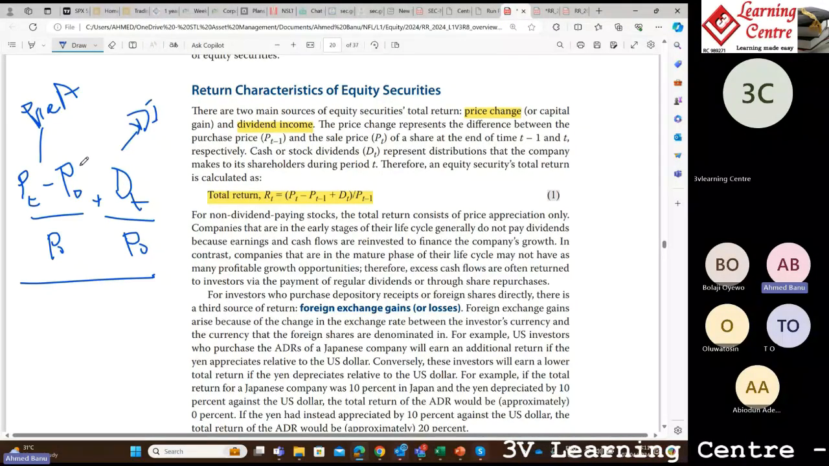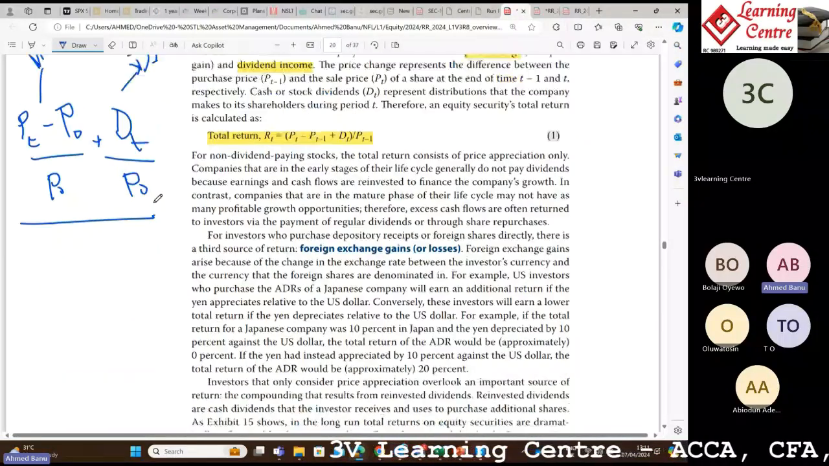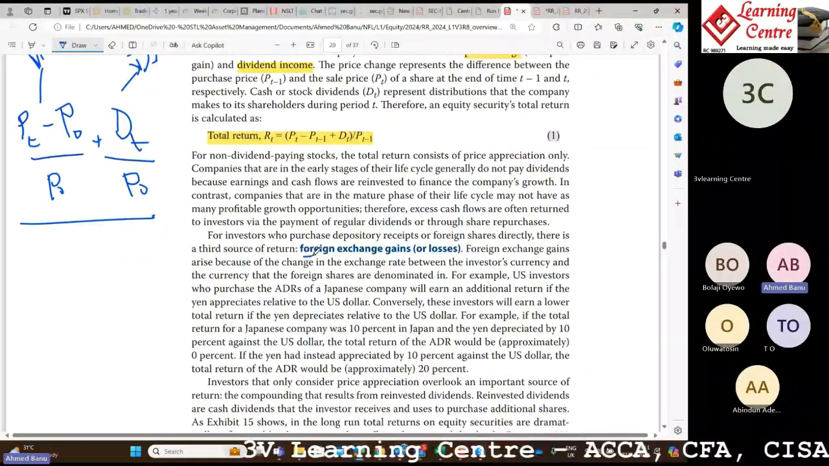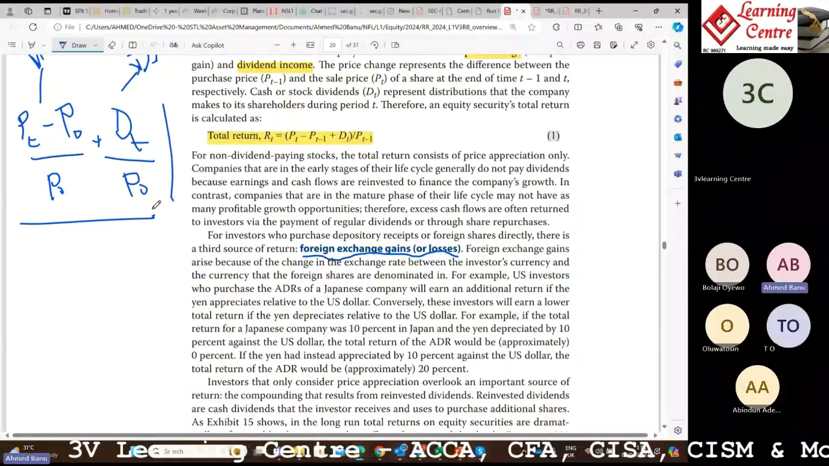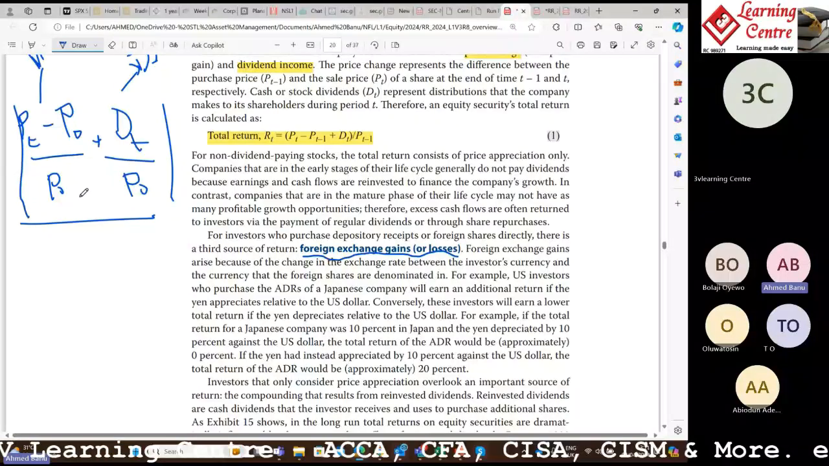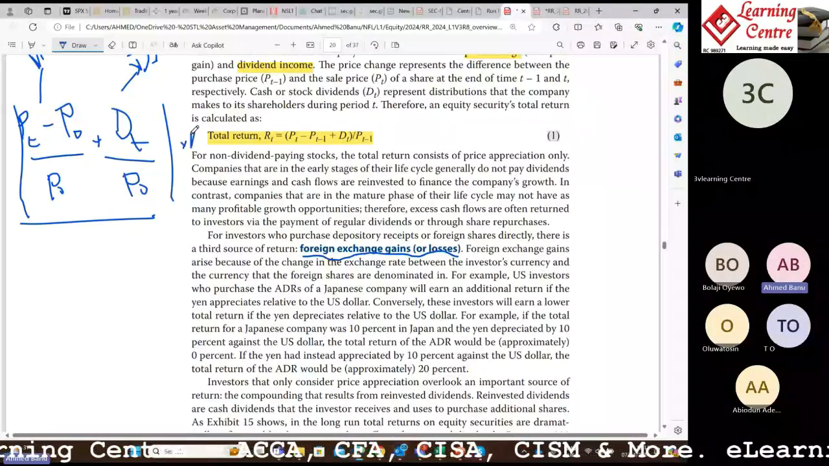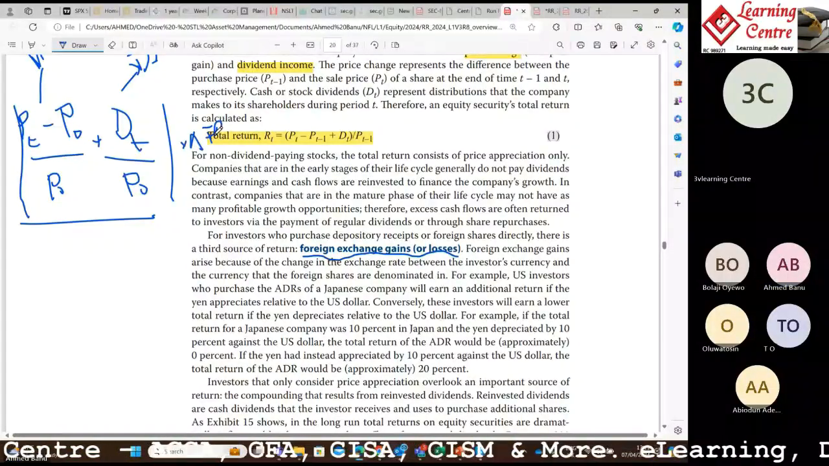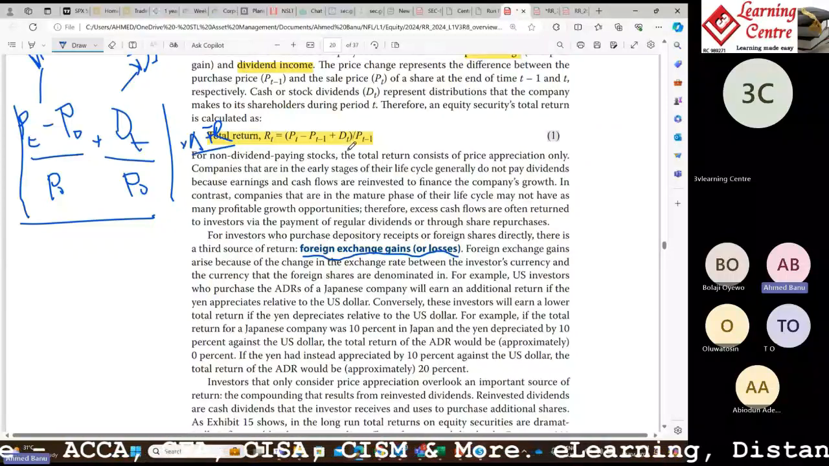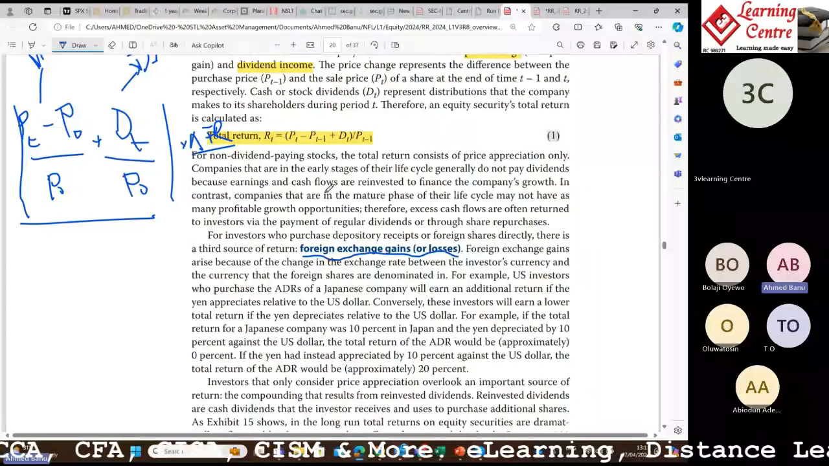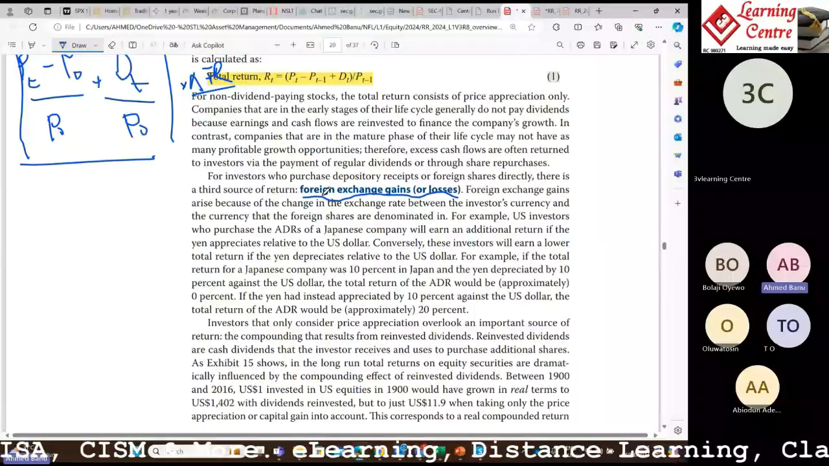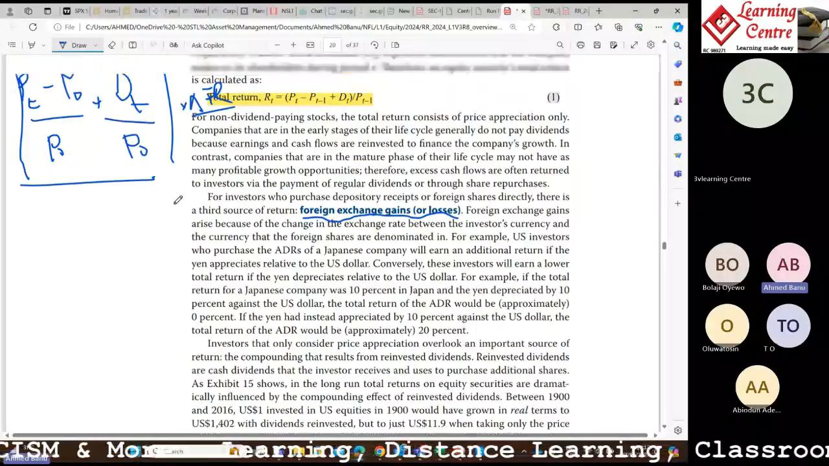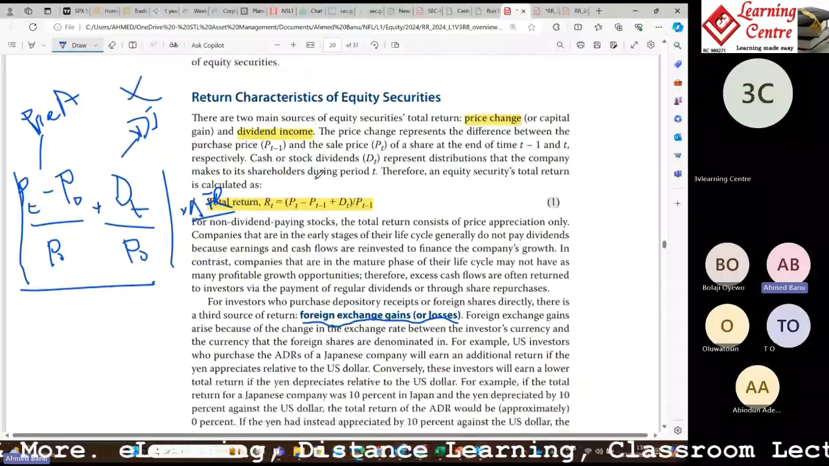If a company doesn't pay dividends, it will most likely be only price appreciation. But now the curriculum is saying that in a situation where you are buying foreign stocks, one factor that would also be incorporated into this return is your changes in FX rates. So are you experiencing foreign exchange gains or you're experiencing foreign exchange losses? It all depends on what you are looking at.